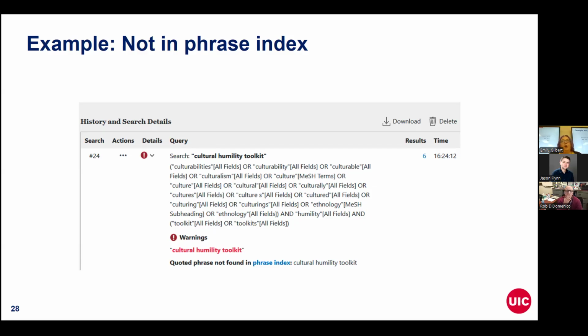So if you were searching only cultural humility toolkit, you might get results that do not include that because it's bringing in all of these extra terms since it's not doing the phrase searching.